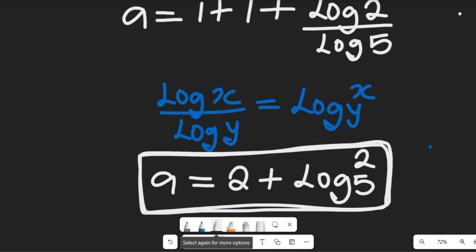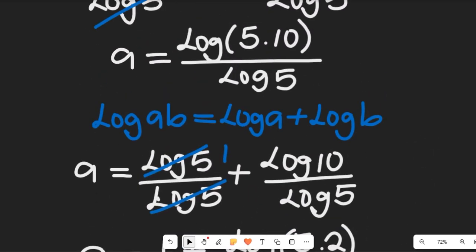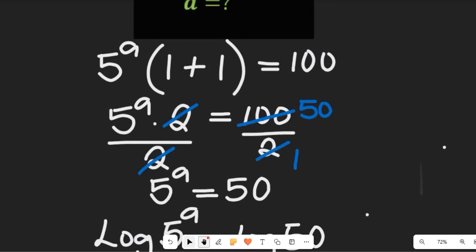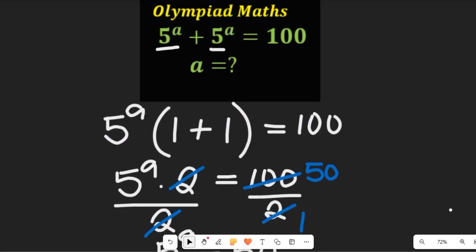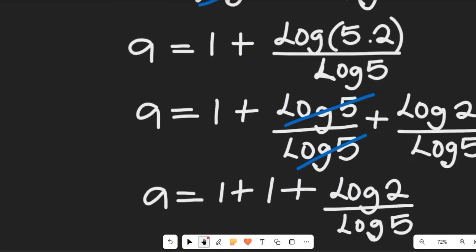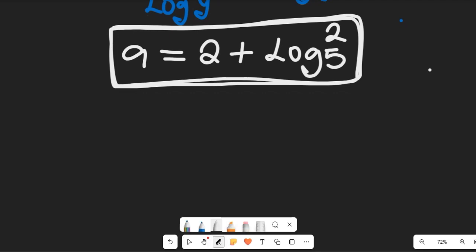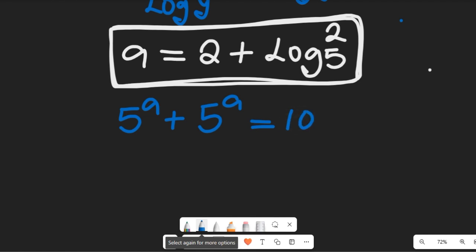Now let's try to check this out to find out if our solution is actually right. To find out if our solution is absolutely right, we are going to insert the value of a, which we have gotten, into the original expression. And the original expression is 5 to the power of a plus 5 to the power of a equal to 100. So if we insert the value of a into this expression, will it be able to give us 100?